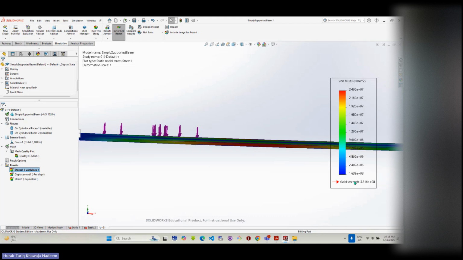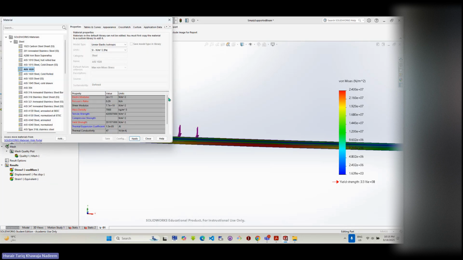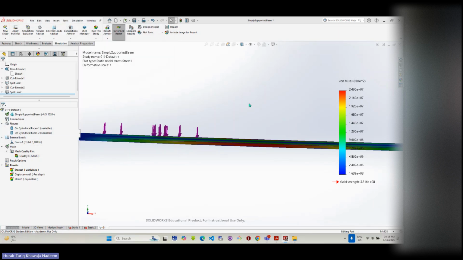Now something important: it says that the yield strength is how much? 3.51 into 10 to the power 8. Where did I get this number from? I got this number from here. You come over here, this is defined: 35157. It's the same number, 3.516, rounded off. 10 to the power 8. Now you see that the maximum stress is 2.4 into 10 to the power 7, which is very low as compared to the yield. So this means there is a very high factor of safety. It's never going to break under the application of this load.